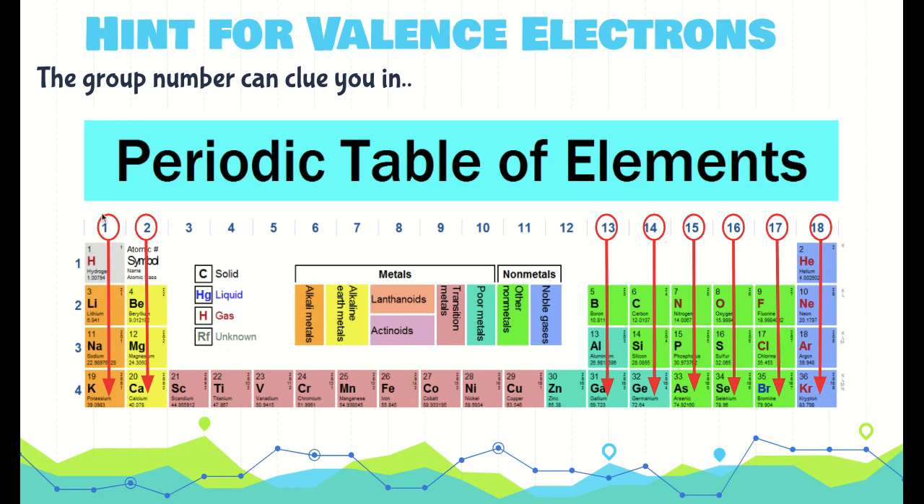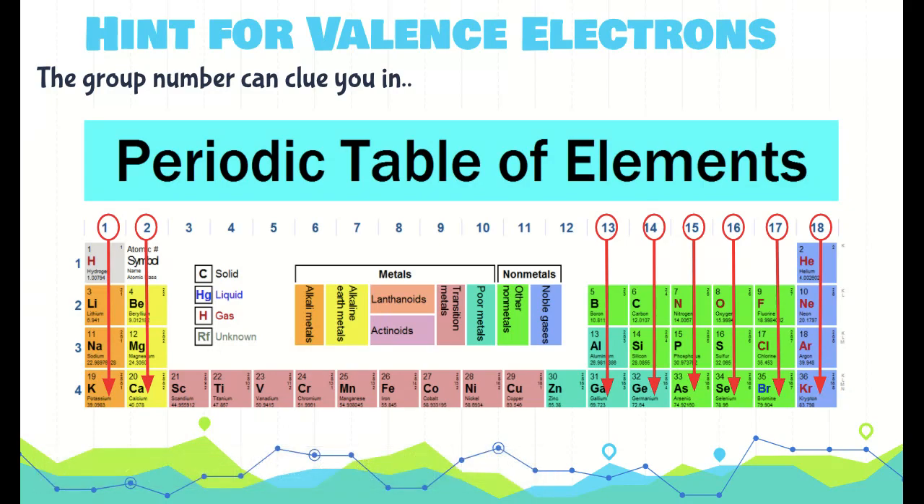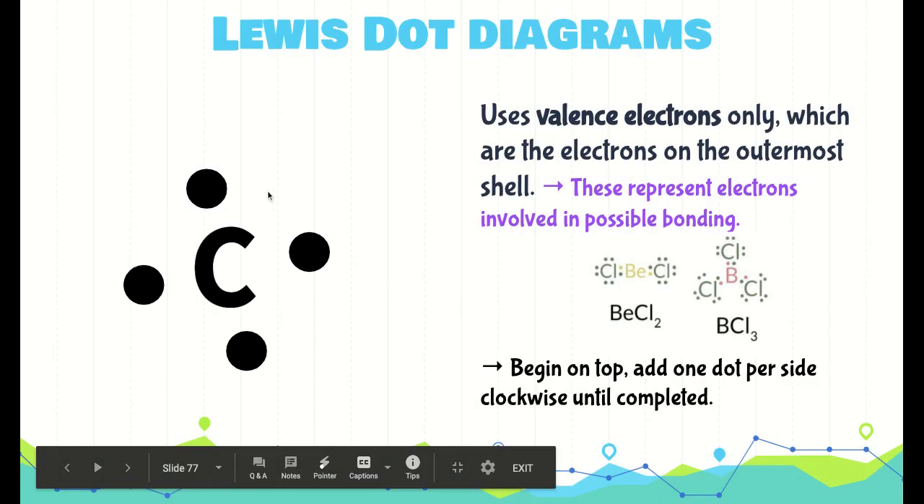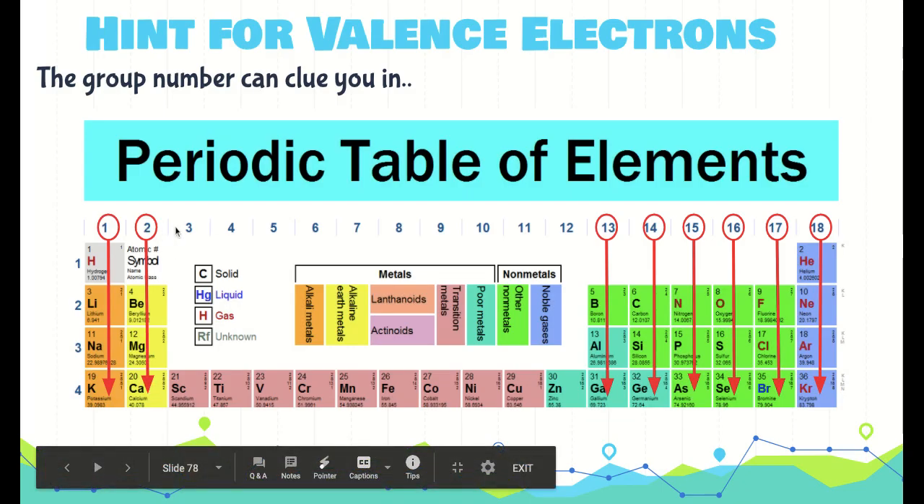If you're in group 1, everything in this group has 1 valence electron. Everything. So if I'm looking at potassium, 1 valence electron. So you have 1 dot on a Lewis dot diagram, like 1 dot right here. Everything in group 2 has 2 valence electrons.